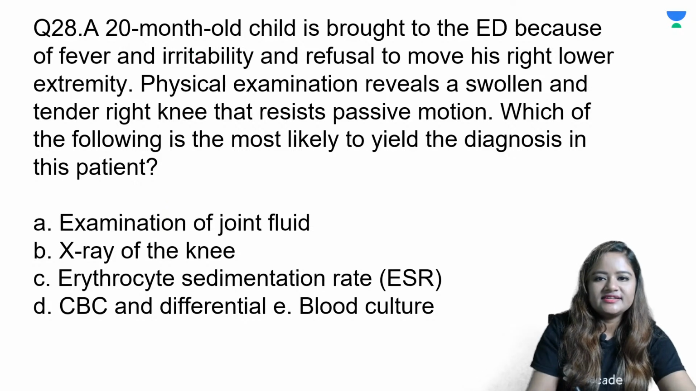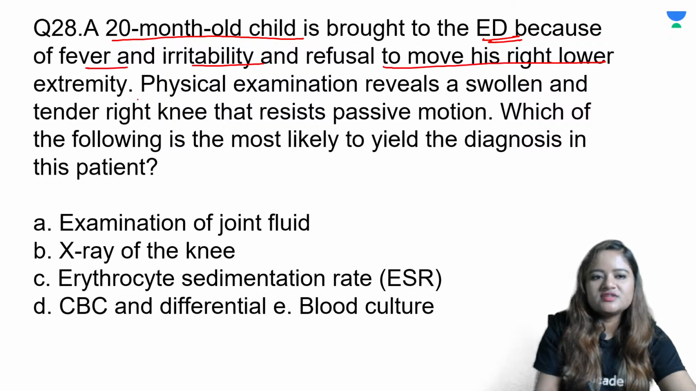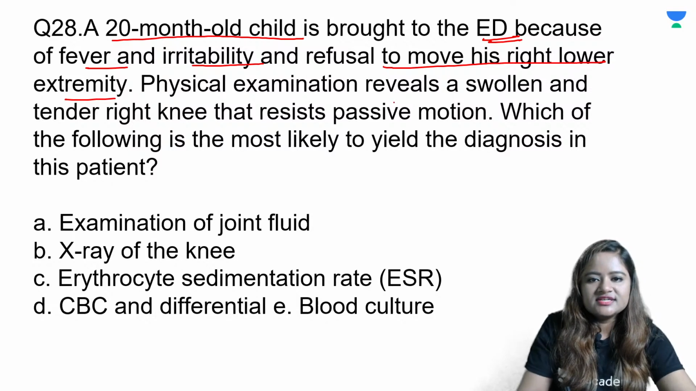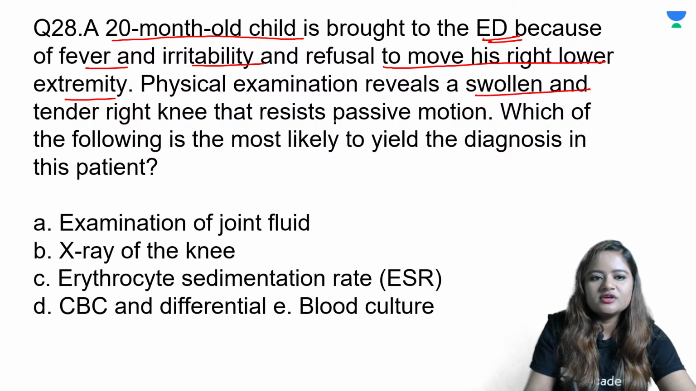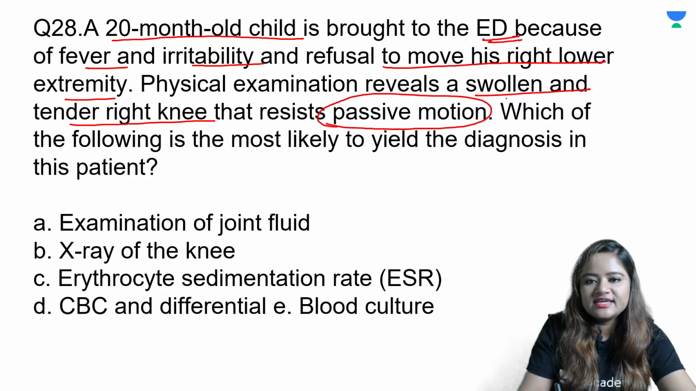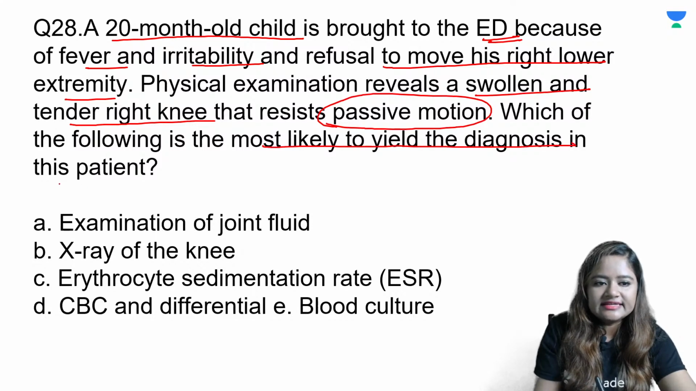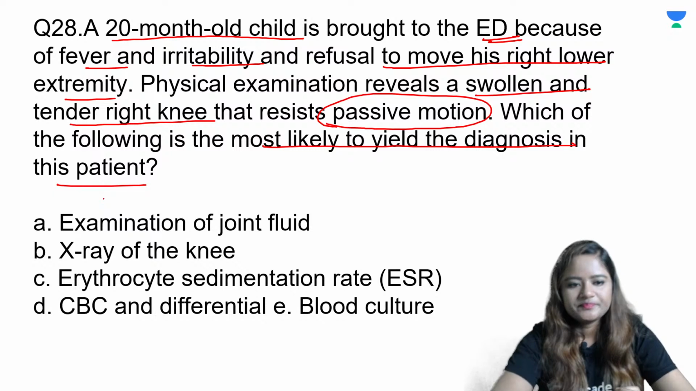Question number 28. There's a 20-month-old child who is brought to emergency department because of fever and irritability, refusal to move his right lower extremity. Physical examination shows that he has got a swollen and a tender right knee, which resists any passive motion. So he's not able to move his knee at all. Which of the following is the most likely to yield in the diagnosis of the patient?